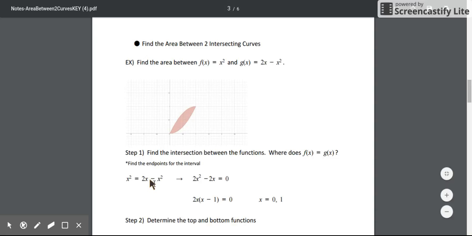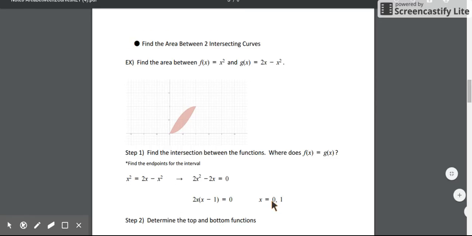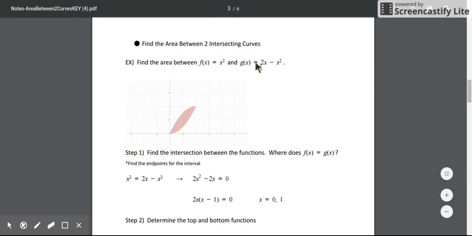In doing that, we find that the intersection happens at two spots, at x equals 0 and x equals 1. We could also plug these into a graphing calculator or use Desmos like I did here to visualize what we're doing. We can see that when we plug in these two functions, they do intersect at x equals 0 and x equals 1. And then we're going to try and find the area underneath our top function minus the area underneath our bottom function to find that in-between area.